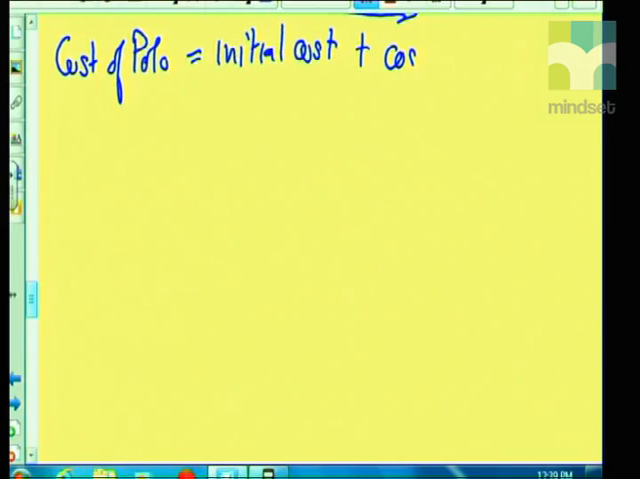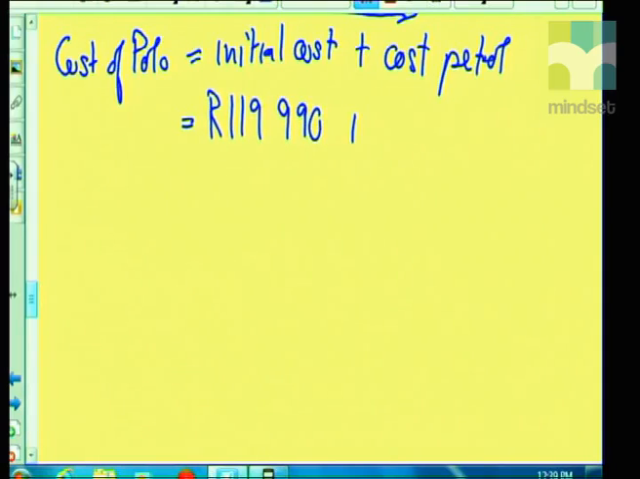And the first equation that I'm going to do is the cost of the Polo. I'm going to break it into two parts. The cost of the Polo was its initial cost, and then it's the cost of petrol. The initial cost we can get from the table, which we know was the cheaper price, 119,990 Rand. The cost of the petrol. Now, cost of petrol is going to depend on the number of litres of petrol. The number of litres of petrol depends on the distance and the fuel consumption.